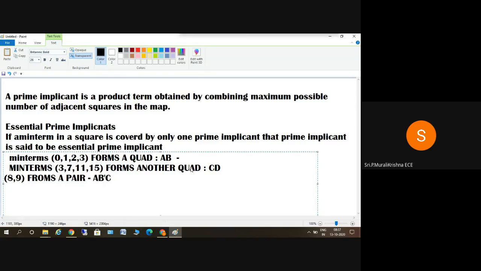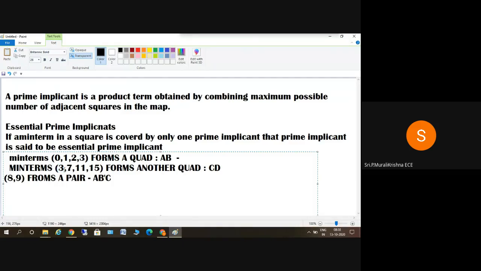Okay, so what we have to check here is which of these terms is an essential prime implicant. This product term is a prime implicant, this product term is a prime implicant, this product term is a prime implicant. We have to check which one is essential, so we check the min terms: which are covered by only one group.